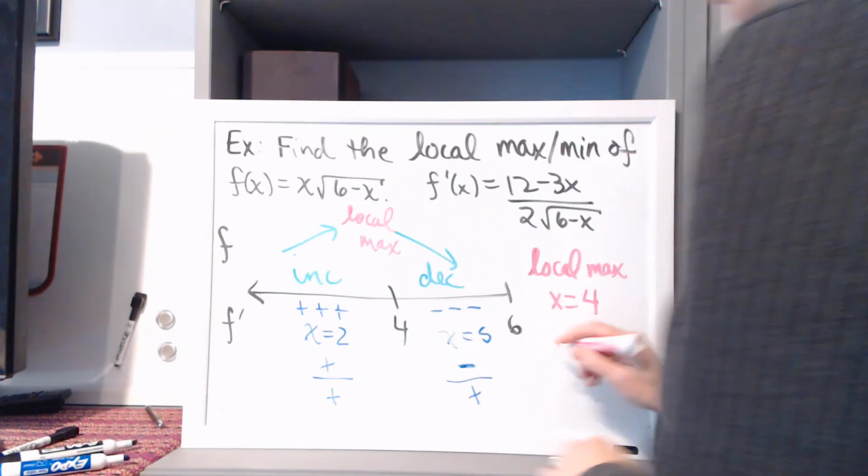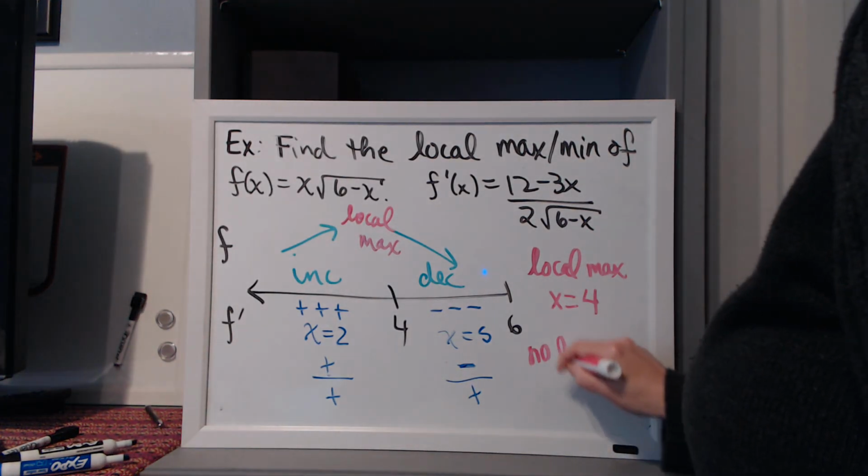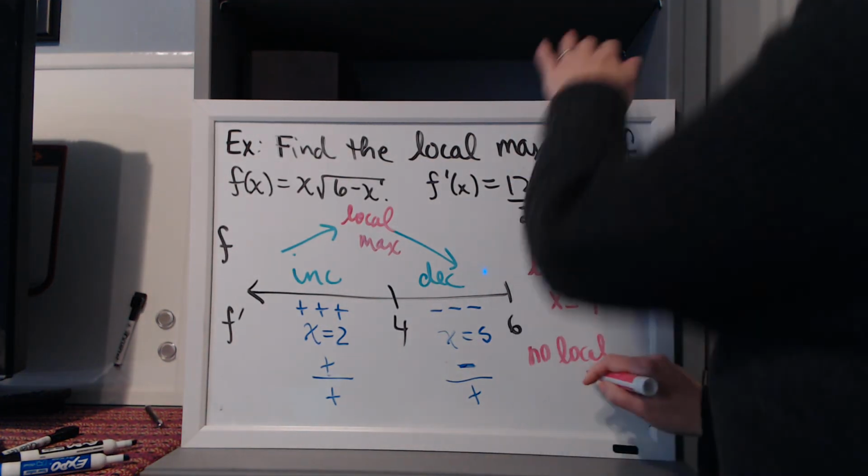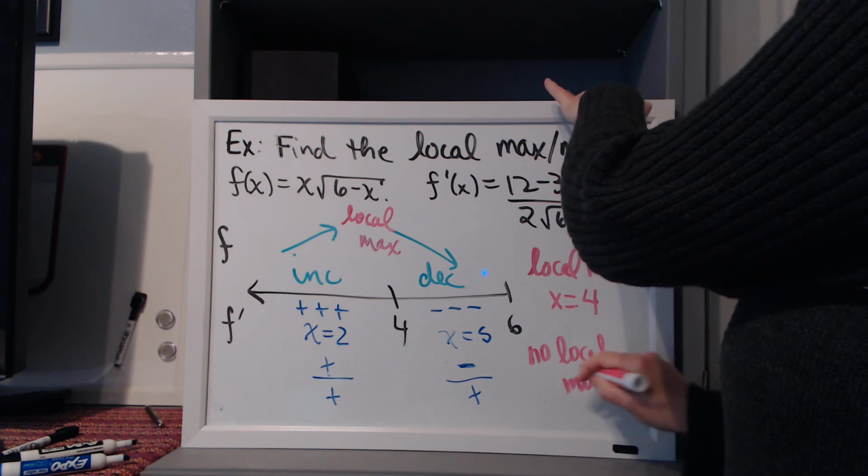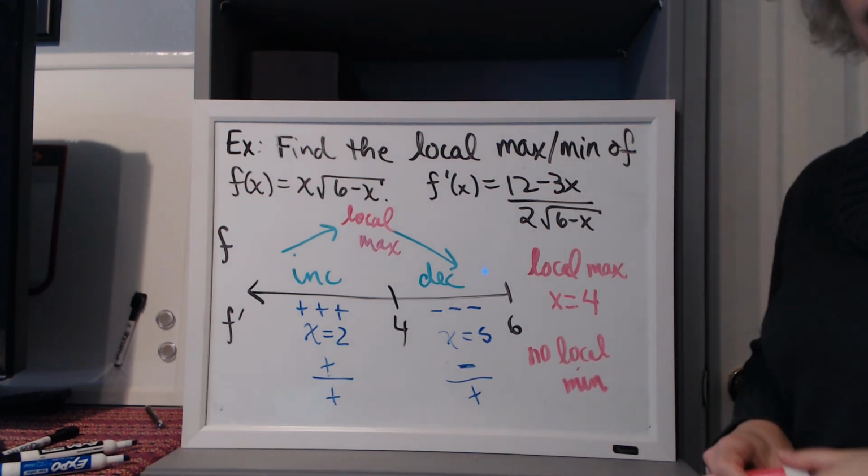At x equal 4 and no local min. And that can happen sometimes.